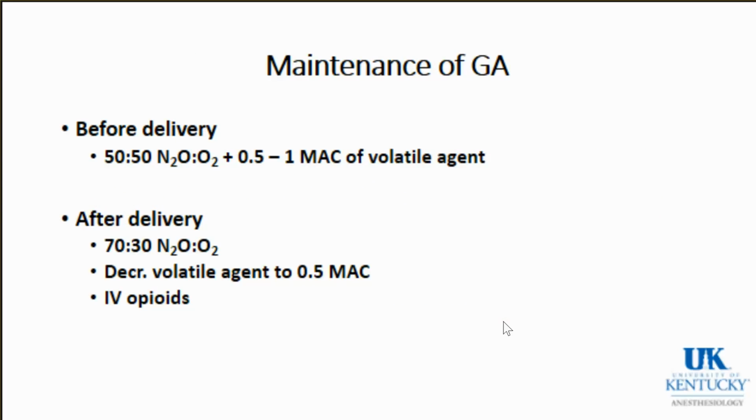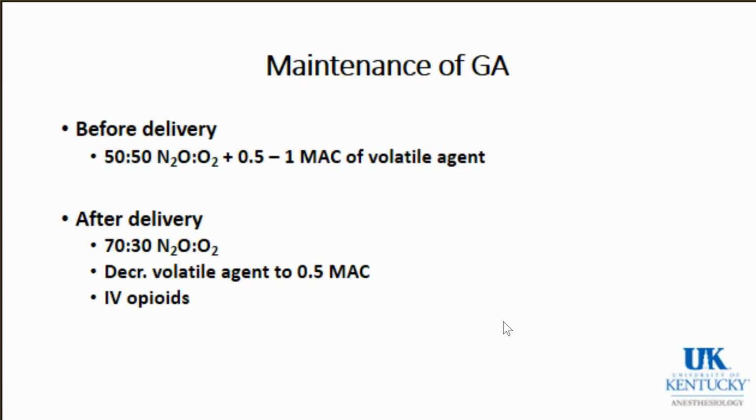In terms of maintaining general anesthesia until baby's delivered, we like to do a 50-50 nitrous oxygen mixture, rather than going above that to 100% oxygen, as long as mom is normally oxygenated and doesn't have respiratory disease. You're not going to improve oxygen delivery to the baby, as we mentioned yesterday, if you go above 50%. And then anywhere from a half to 1 MAC of a volatile agent.